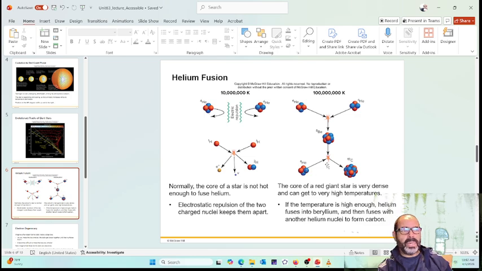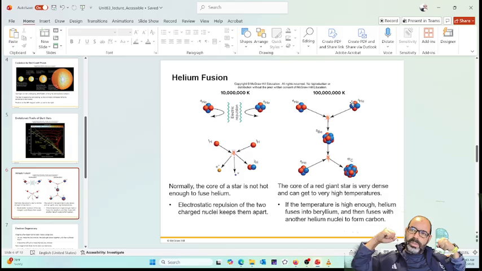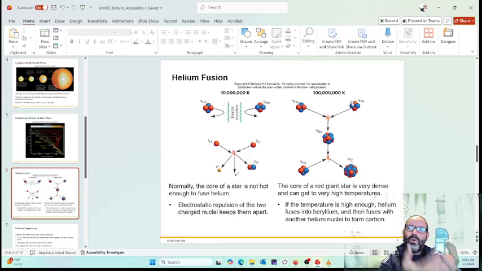So the forces are tremendous now, but they can be overcome with this high temperature, where the helium nuclei are coming with such great speeds that they overcome that repulsion and fuse and form carbon. Whether we're talking about a massive star or a low mass star or a high mass star, it doesn't matter. If the temperature reaches high enough, this process can happen. So this is the triple alpha process, alpha referring to the nucleus of helium.